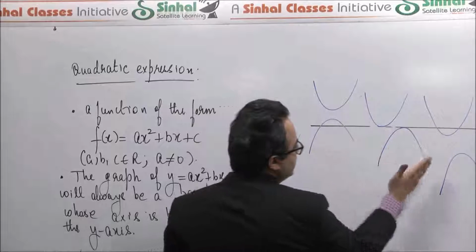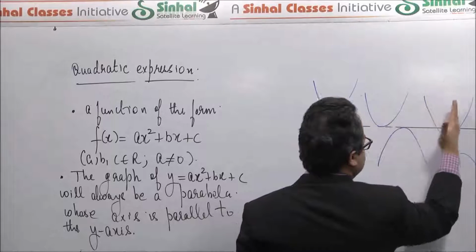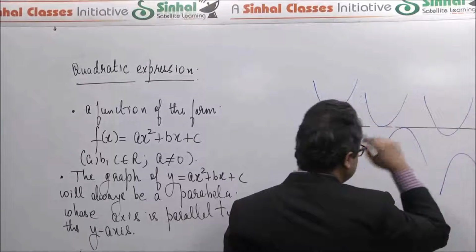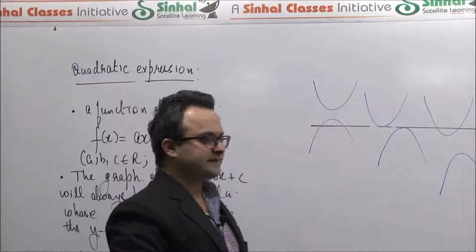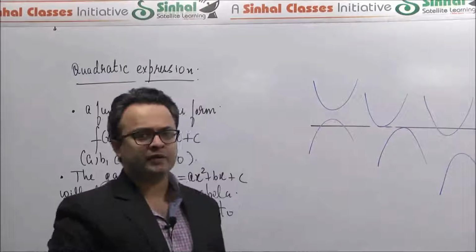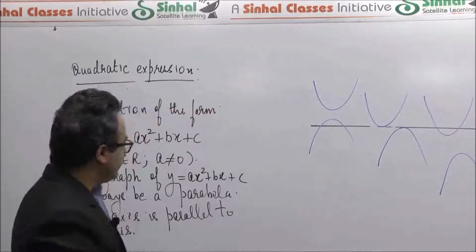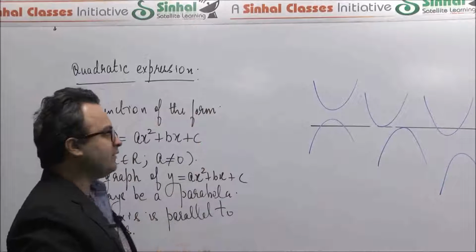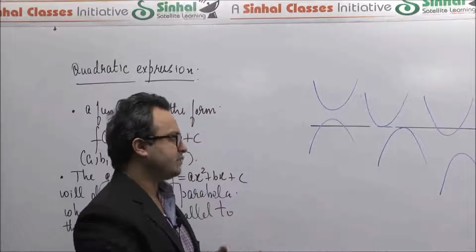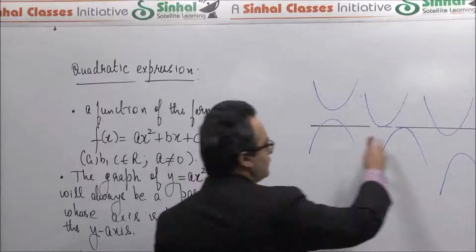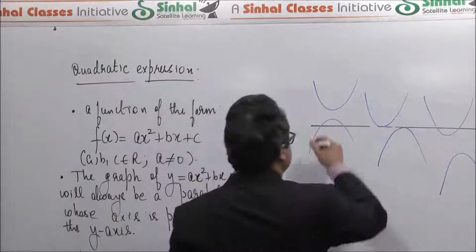So in each of the cases, you can see that the axis of the parabola, given that this is the x-axis, is perpendicular to the x-axis, which means that they are parallel to the y-axis. So the graph of any quadratic expression will always fall in one of these 6 categories. And of course, with respect to the y-axis also, the y-axis could be anywhere over here. So let's just label these cases.